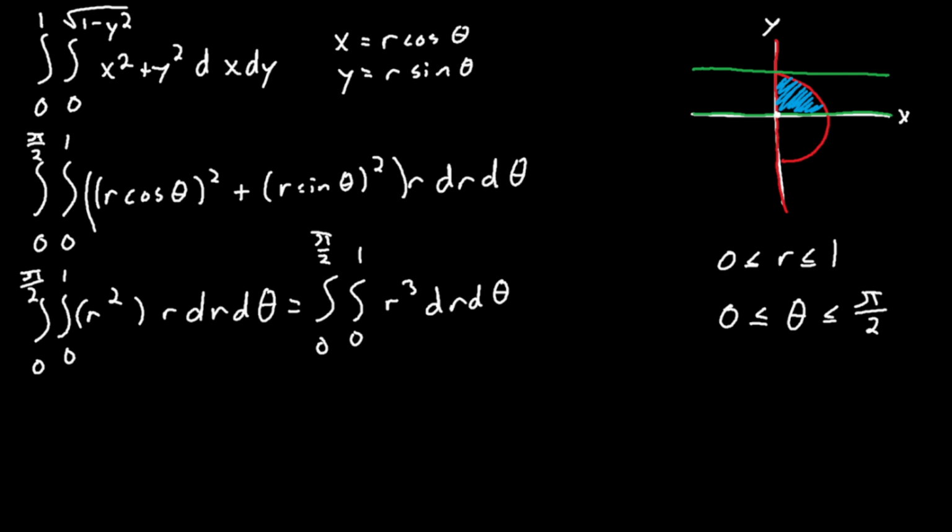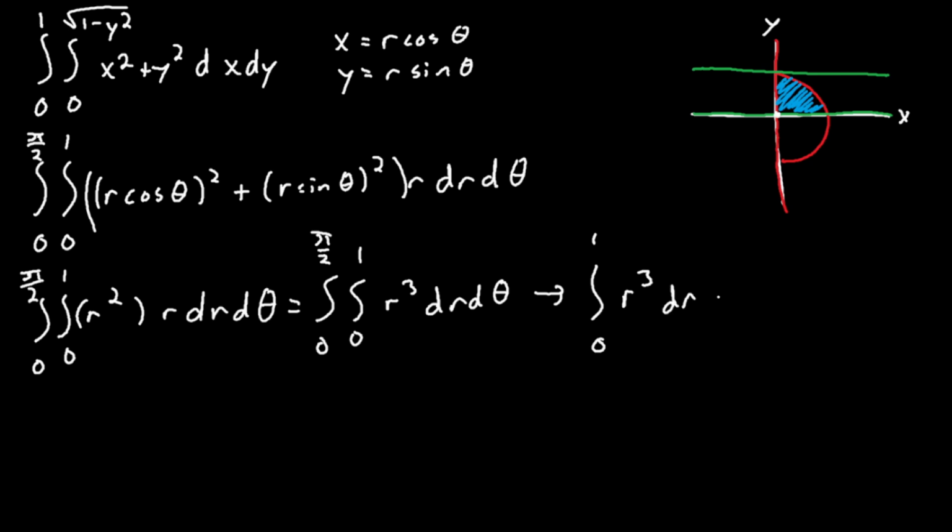And if we just keep going, you get the integral. Let's just turn this into just with respect to r first. Make this a little simpler. Then you get r to the power 4 over 4 for the integral of r cubed with respect to r from 1 to 0. And then you get 1 over 4.